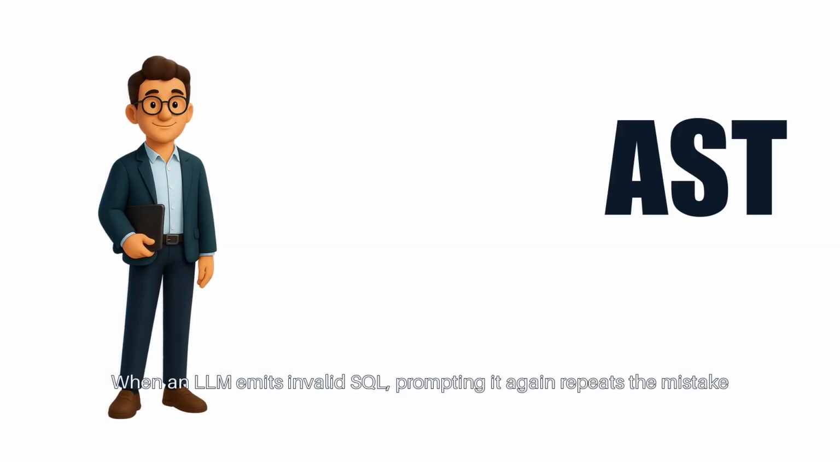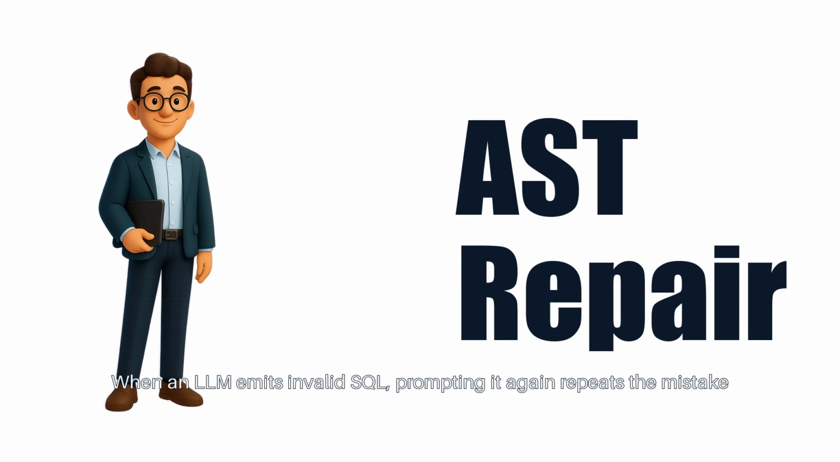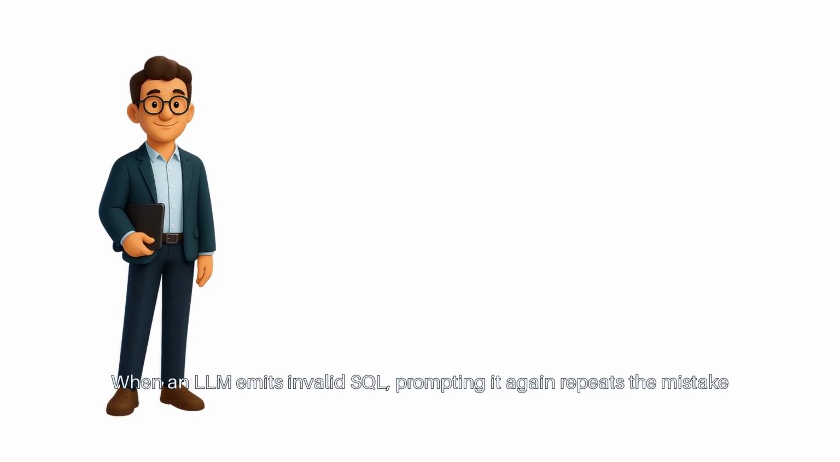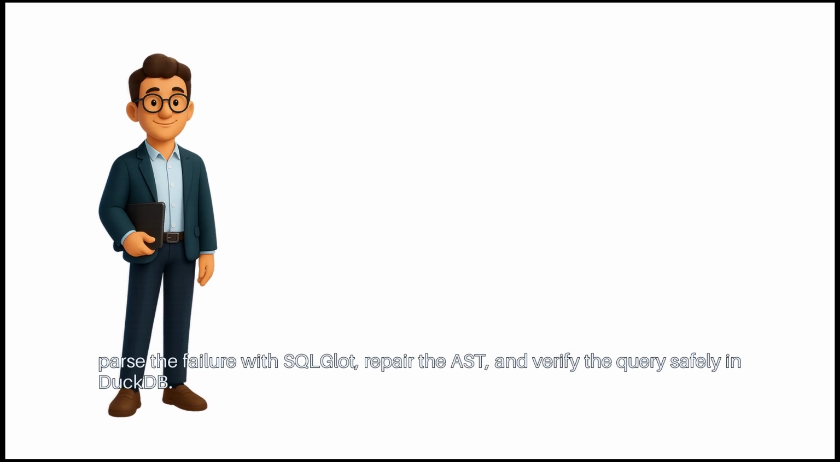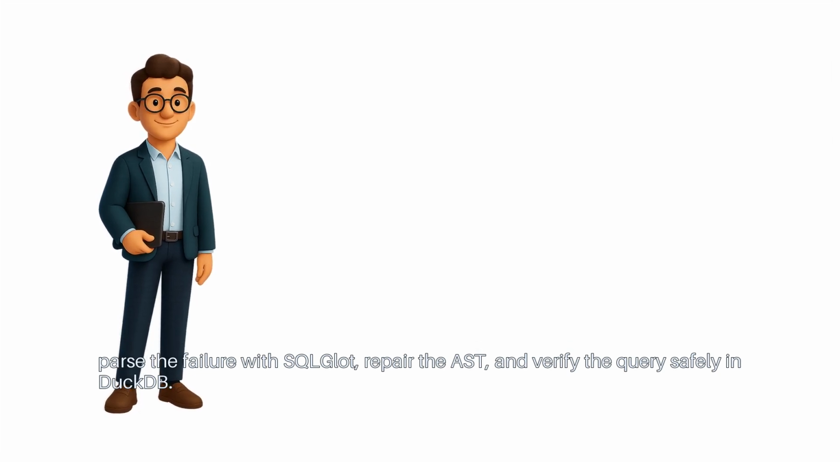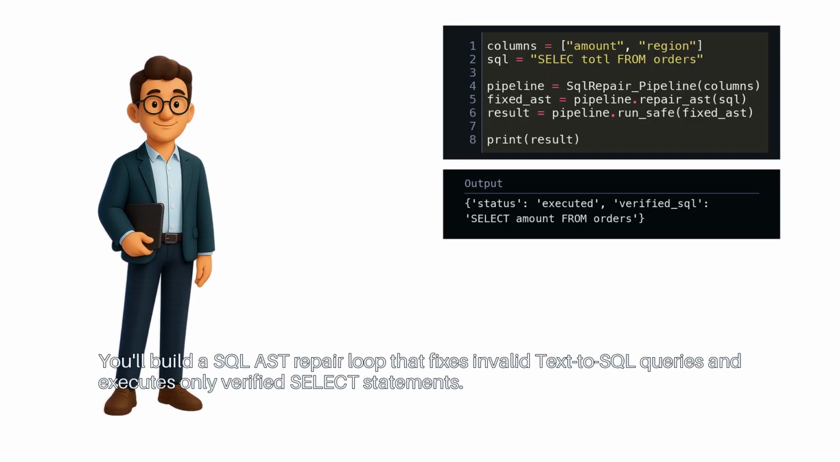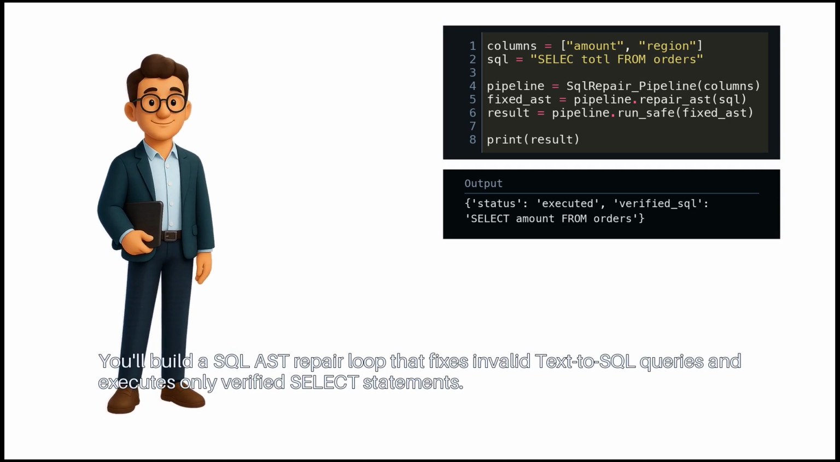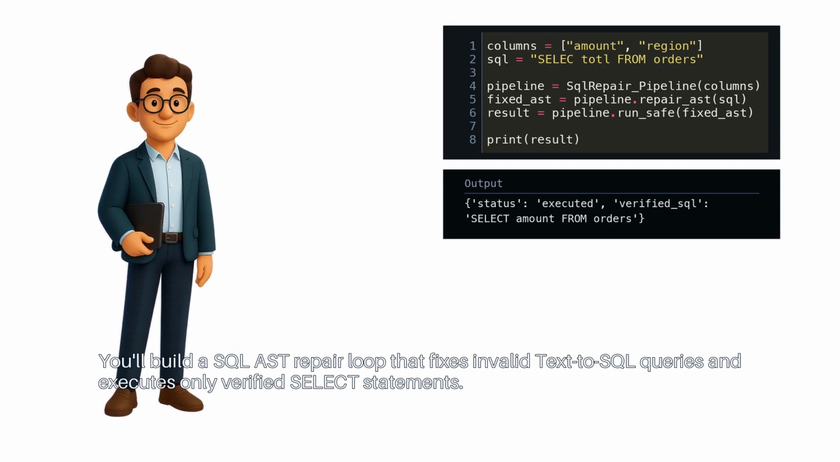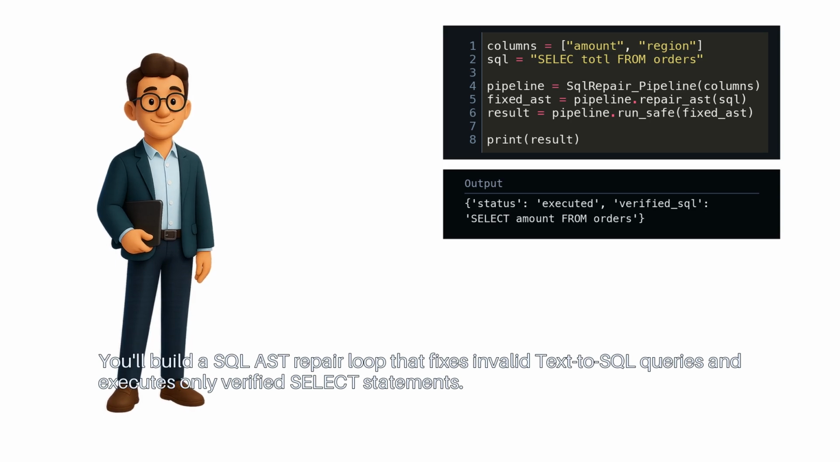When an LLM emits invalid SQL, prompting it again repeats the mistake. Parse the failure with SQLGlot, repair the AST, and verify the query safely in DuckDB. You'll build a SQL AST repair loop that fixes invalid text-to-SQL queries and executes only verified select statements.